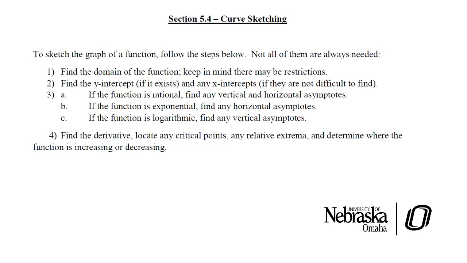So we want to follow the steps, and some of them we will be able to skip at different points depending on the function. So first we want to find the domain. So we want to look for asymptotes as well, okay? So something that's not in the domain, like something that would make us divide by 0, would be a vertical asymptote, okay? Find the y-intercept and find x-intercepts. If they're not too hard to find, sometimes they can be really difficult and it's not worth it.